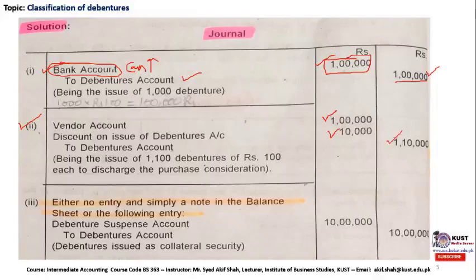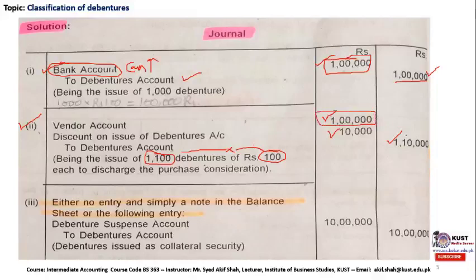1,10,000 rupees. How to calculate this amount? We have issued the vendor 1100 debentures at the rate of 100 each. So simply you can multiply the number of debentures with the per debenture value, and the resultant liability of the company will be 1,10,000 rupees. It means that the machinery was actually costing 1 lakh rupees.